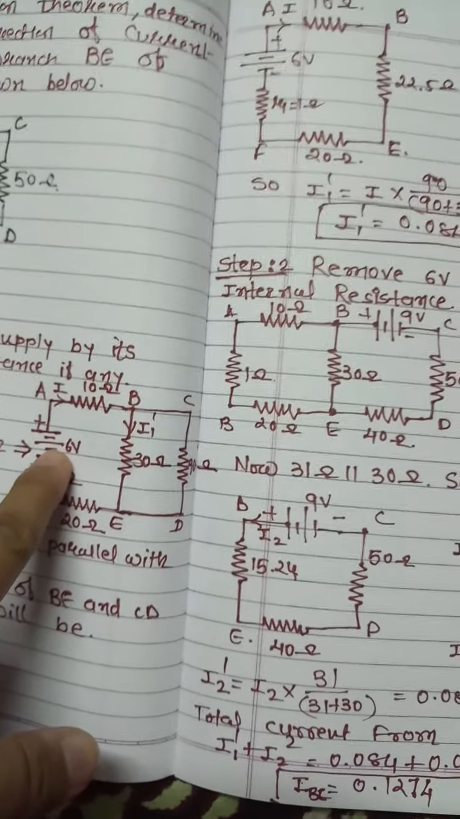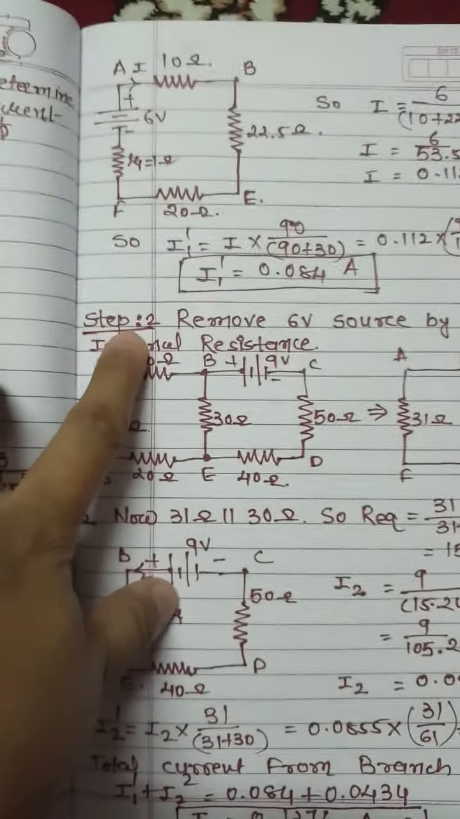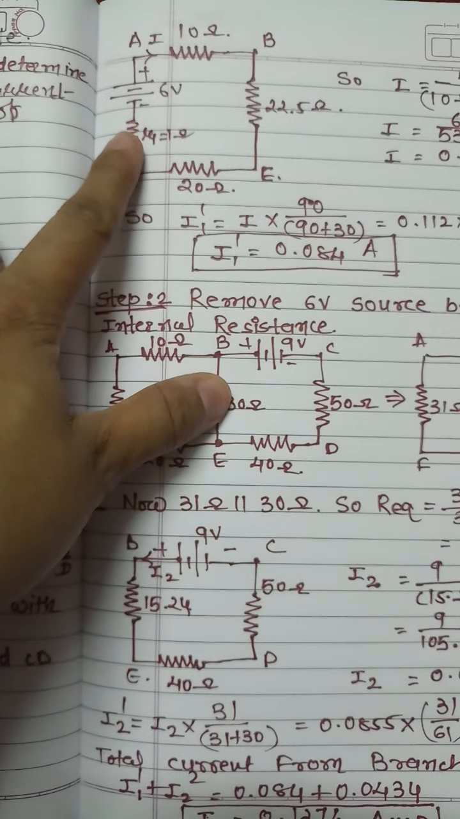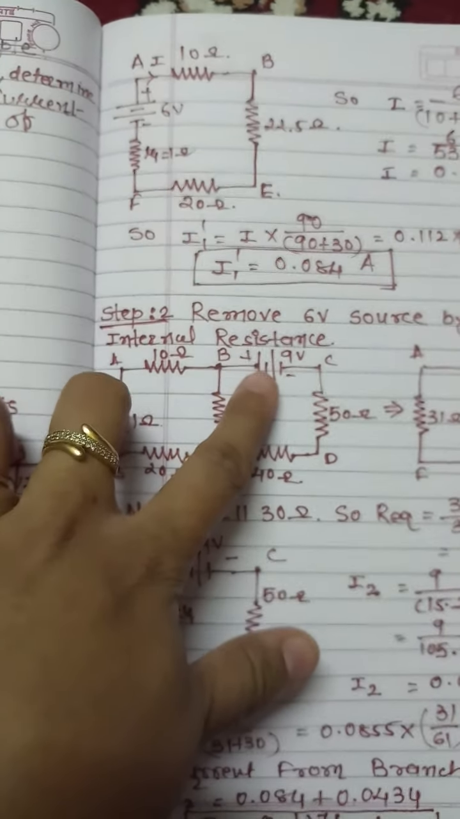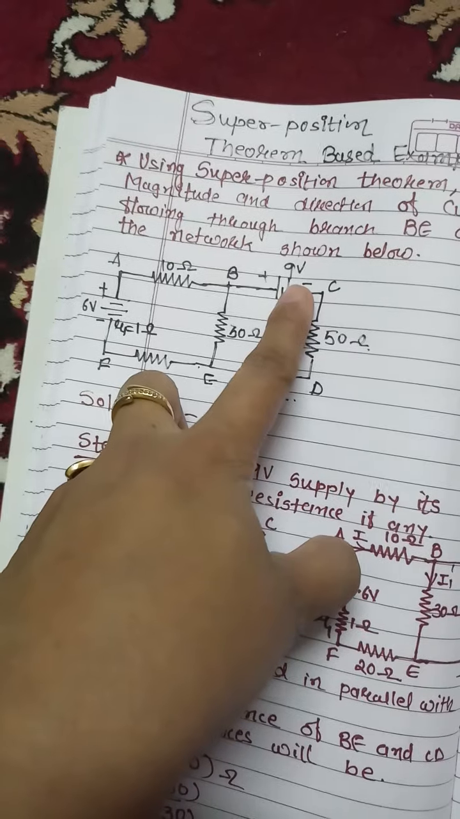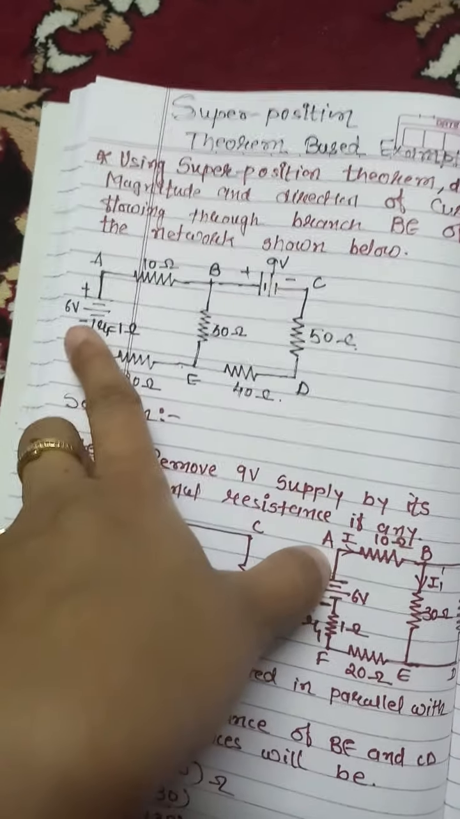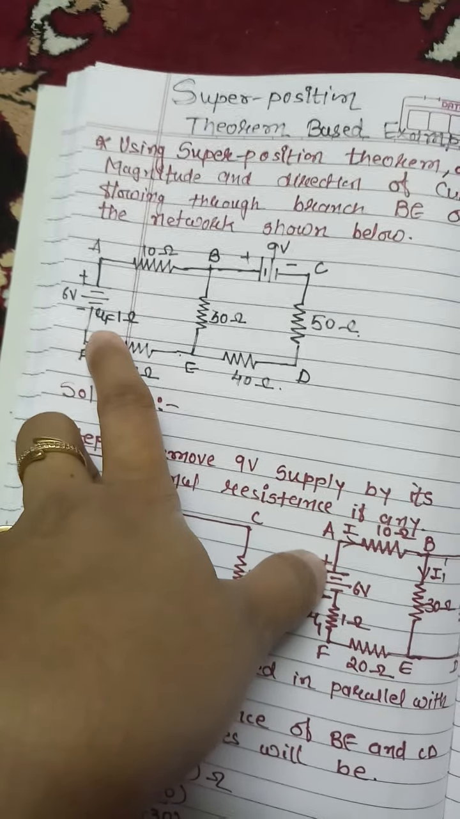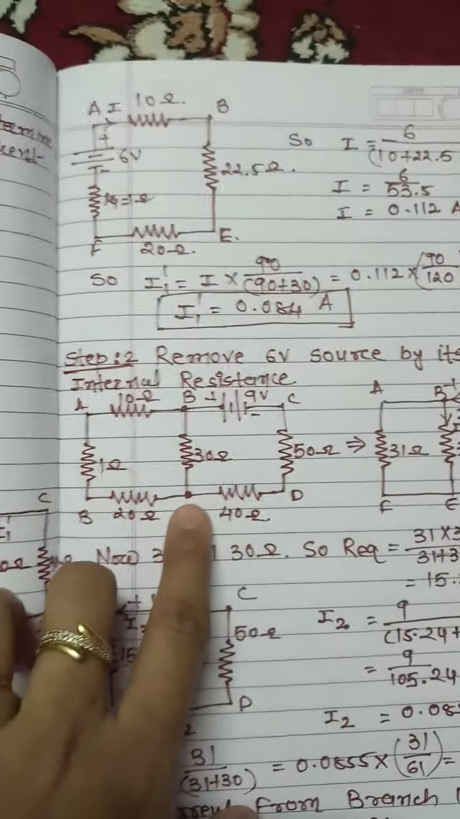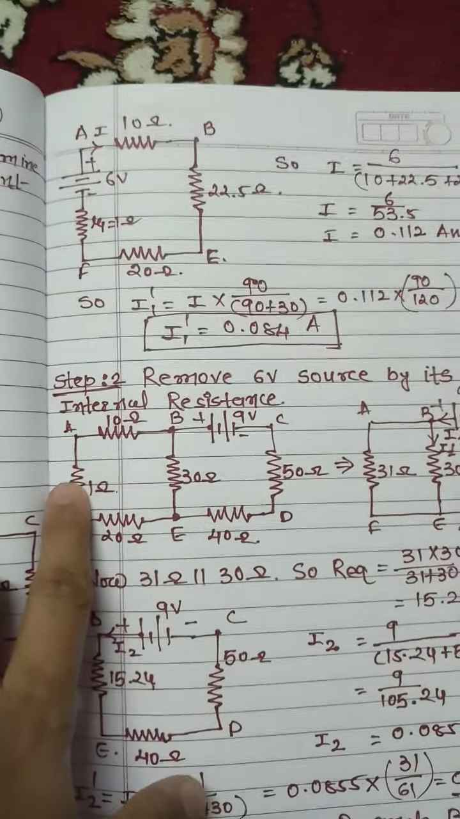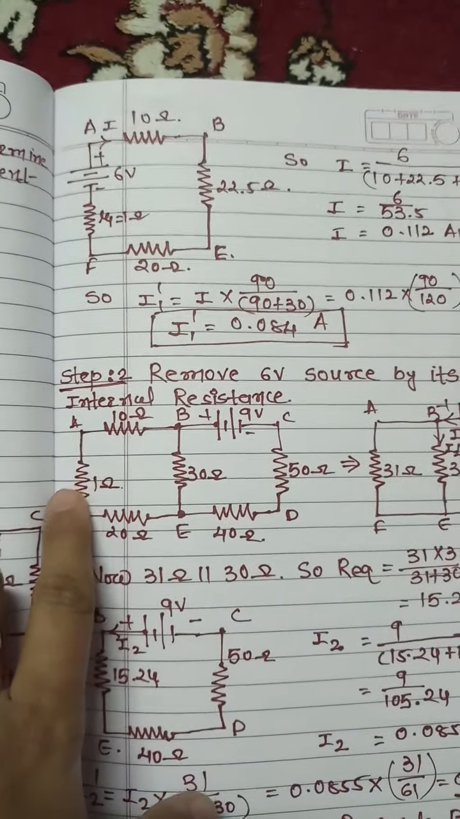Now step 2: replace the 6 volt source by its internal resistance, and now consider the 9 volt source. Means now replace the first source and consider the second source in the circuit. The 6 volt source has a 1 ohm internal resistance, so our circuit will be like this: the 9 volt source is considered and the 6 volt source is replaced by its internal resistance, which is 1 ohm.